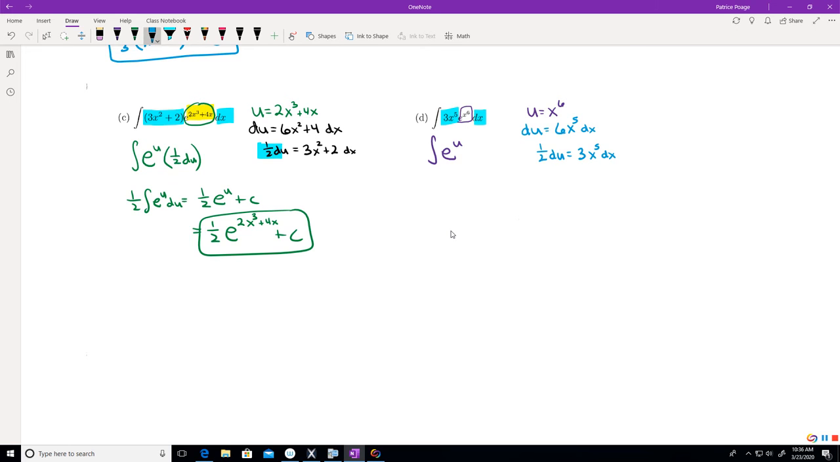And now we have an exact match. So I will replace it with 1/2 du. As soon as you replace all of your x terms with u terms, pull your numbers out. And then the integral of e to the u is e to the u. And then replace your u with what it equals.